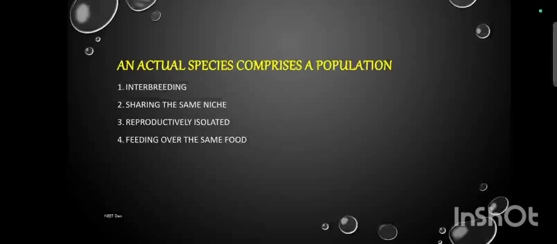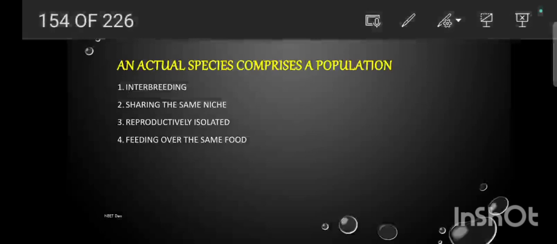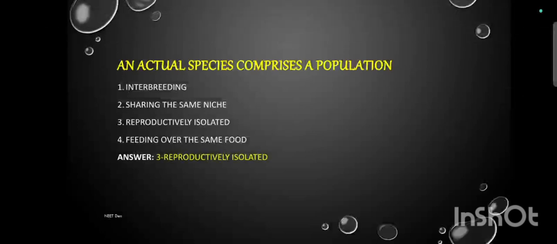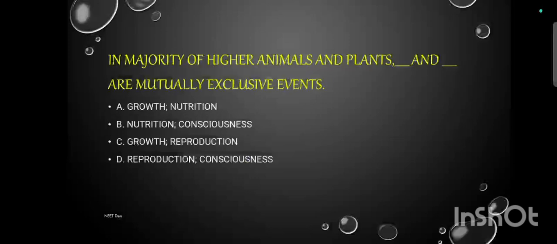Question: an actual species comprises a population of option 1 interbreeding, option 2 sharing the same niche, option 3 reproductively isolated, option 4 feeding over the same food. So here the option is reproductively isolated, but actually even interbreeding species should come as one of the answers.